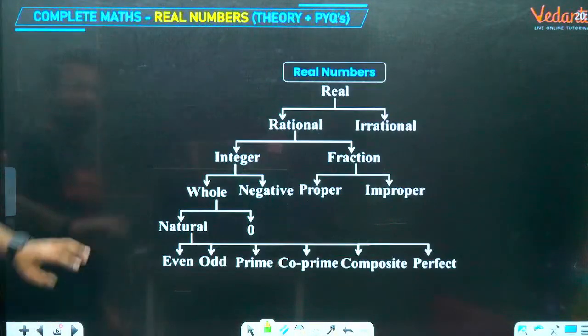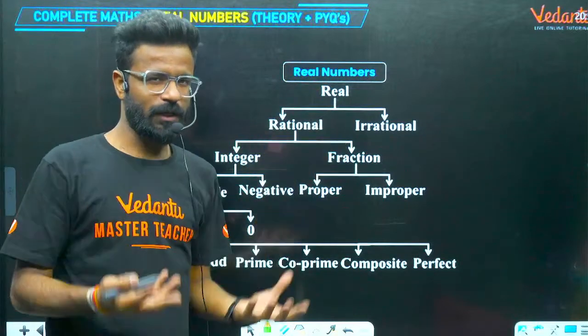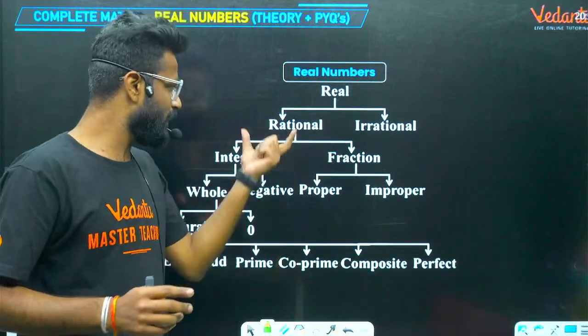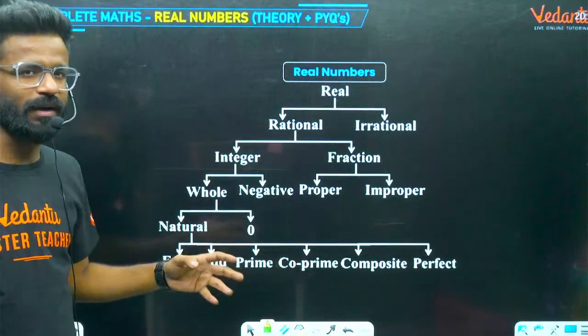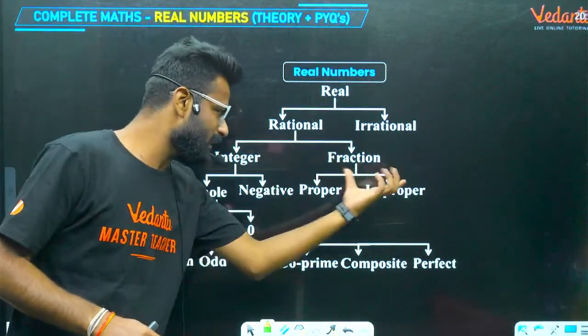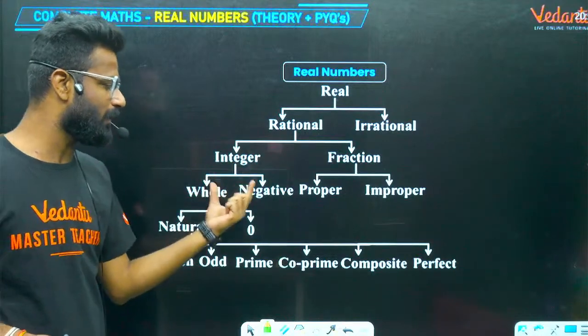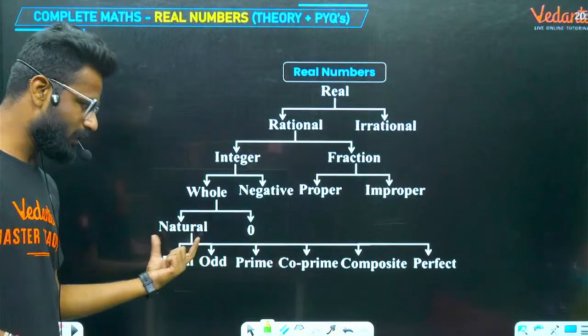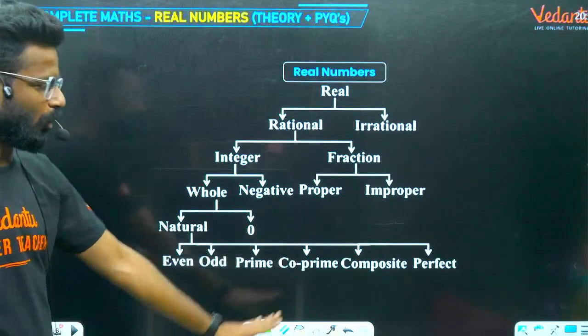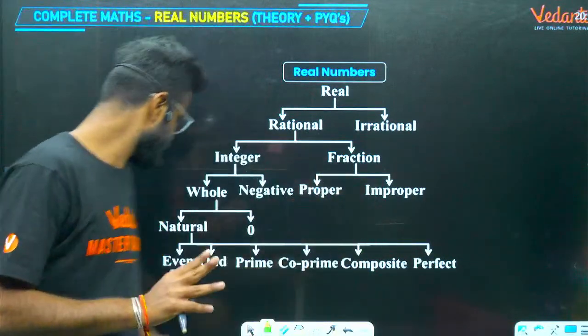Okay, sir. The classification of real numbers is very simple. You have rational numbers and irrational numbers. Rational numbers are also divided into 2, that is integers and fractions. Integers: whole numbers, negative, proper, improper. The whole number, natural number, 0, even, odd, prime, co-prime, composite, perfect, right?